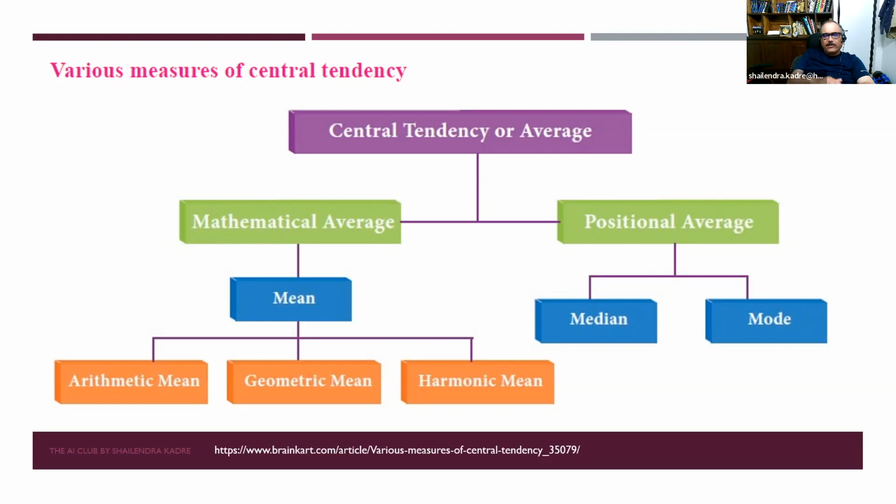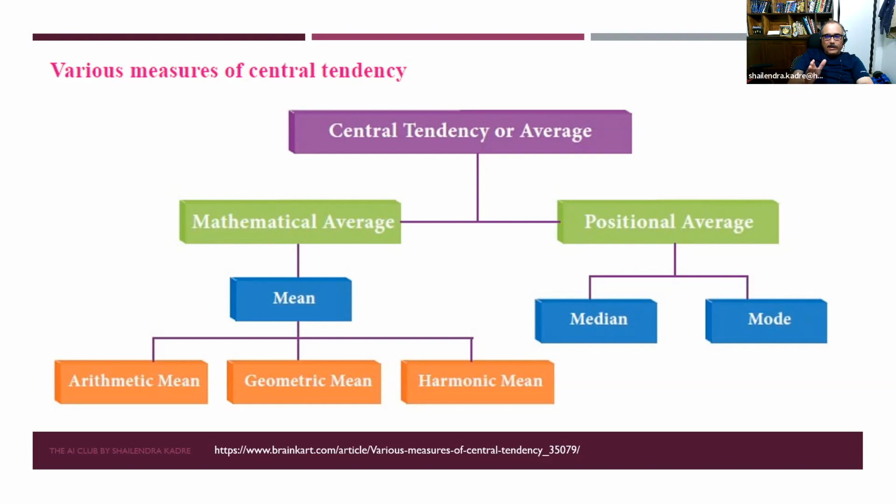Now positional average. One is mathematical average. Mathematical average is nothing but your arithmetic mean, geometric mean, and harmonic mean. You have to use some mathematical formula to calculate it, so that's why they are called mathematical average. Now positional average: median and mode are positional averages. To calculate median, you don't need any formula.